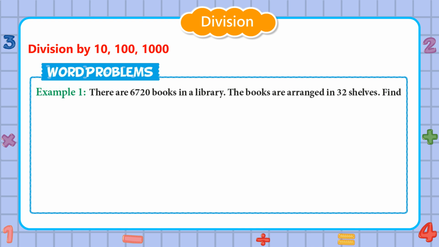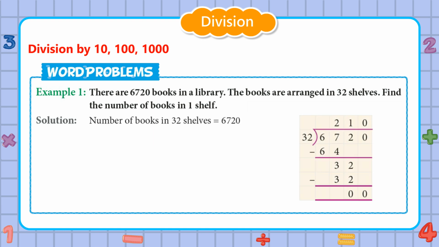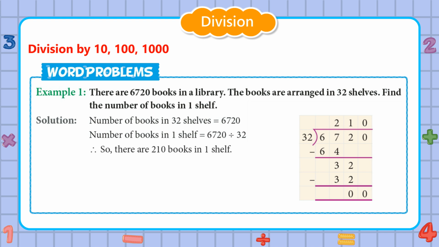Word problems. Example 1. There are 6,720 books in a library. The books are arranged in 32 shelves. Find the number of books in one shelf. Solution. Number of books in 32 shelves is equal to 6,720. Number of books in one shelf is equal to 6,720 divided by 32. So, there are 210 books in one shelf.